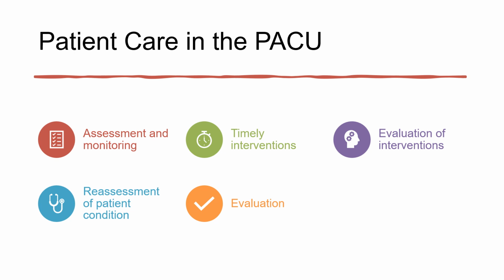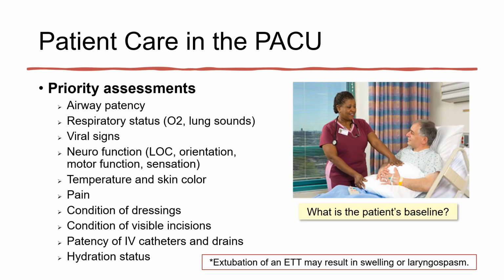Now we're going to talk about patient care in the PACU, what your responsibilities are, what our priorities are. Priority assessments. Okay, so the patients in the PACU, of course, we want them breathing, airway patency. Always think, okay, head of the bed should be up and they shouldn't have secretions blocking the airway. So they may need suctioning. Respiratory status, we're going to auscultate the lungs. We're going to check their pulse, their oximetry. Oh, there's a typo. It says viral signs, but that should be vital signs.